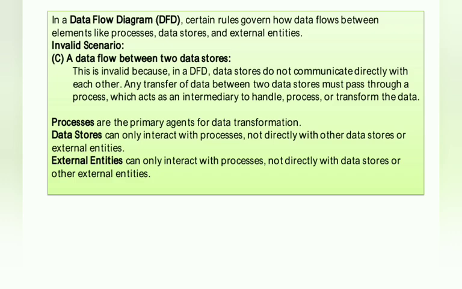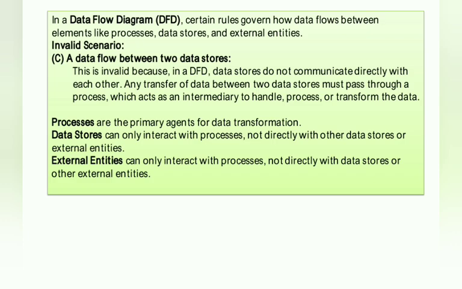In a data flow diagram, certain rules govern how data flows between elements like processes, data stores and external entities. A data flow between two data stores is invalid because data stores do not communicate directly with each other. Any transfer of data between two data stores must pass through a process, which acts as an intermediary to handle, process or transform the data. We will check the remaining options also.